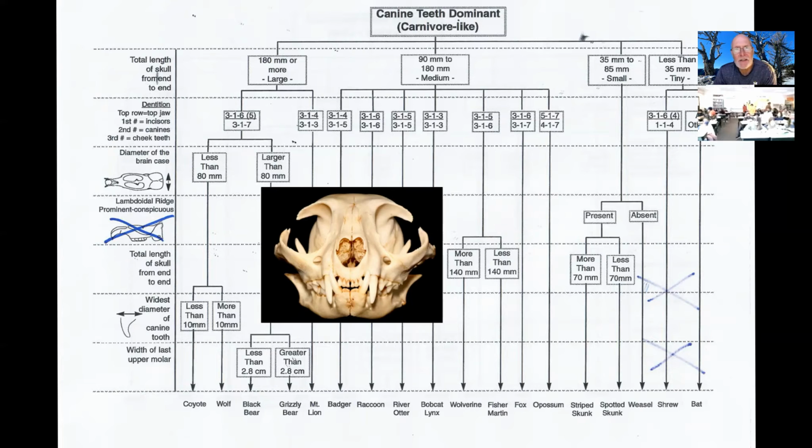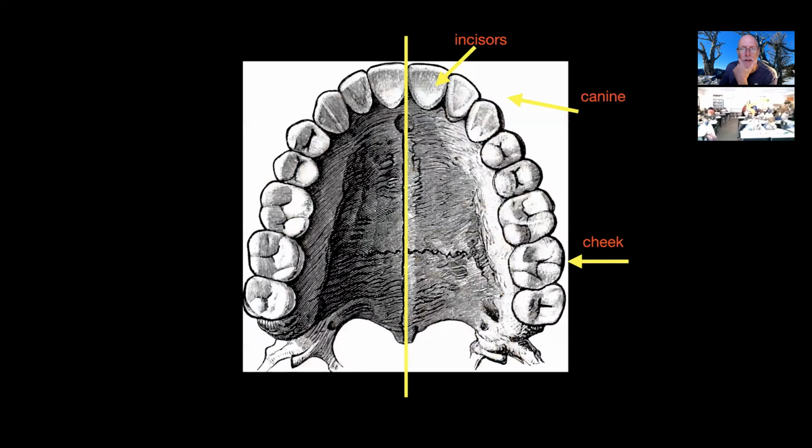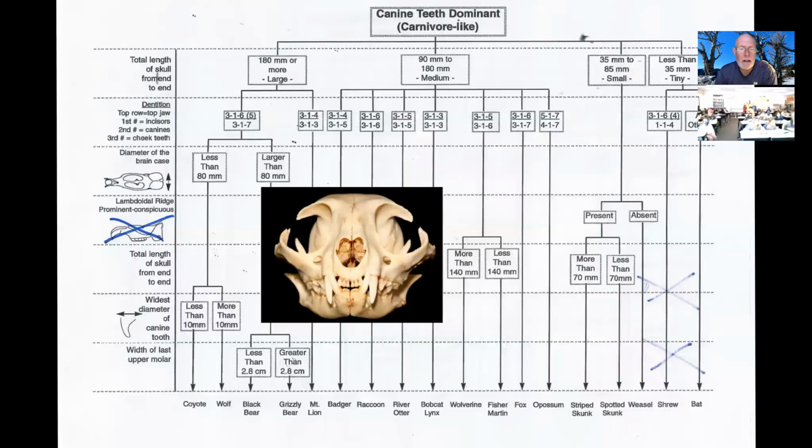So if canine teeth are dominant, then you stay on this side of the page. And then the other one is called incisor teeth dominant. That would be more like a rodent, like a rat or a beaver or something like that. So what you see right here are incisor teeth. Those are beaver incisor teeth. And then back here, we have canine teeth from an animal that has a canine.